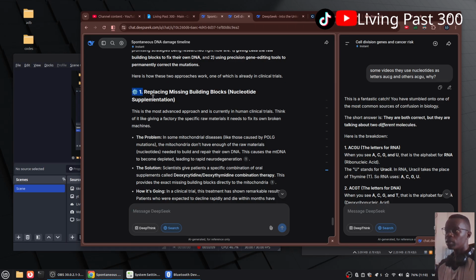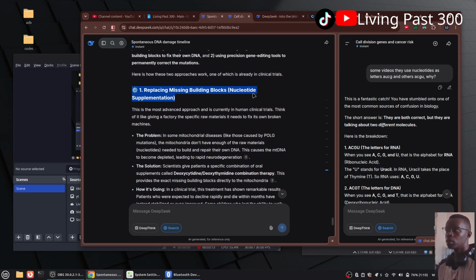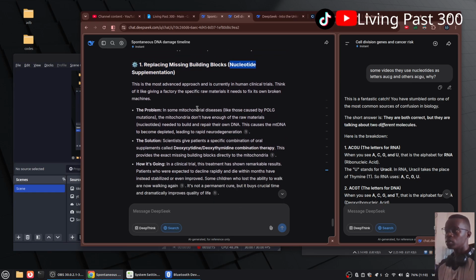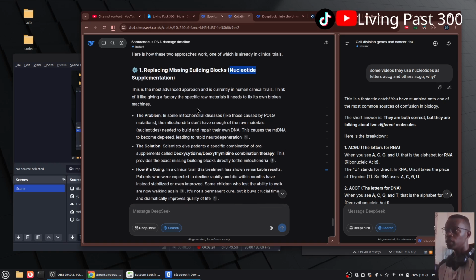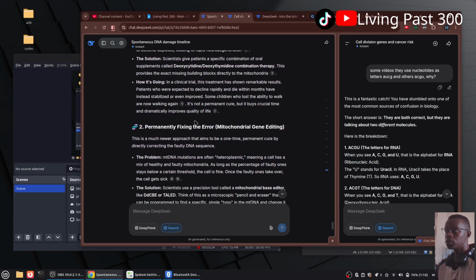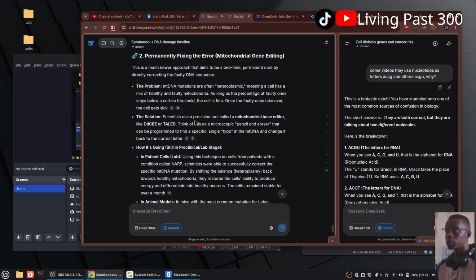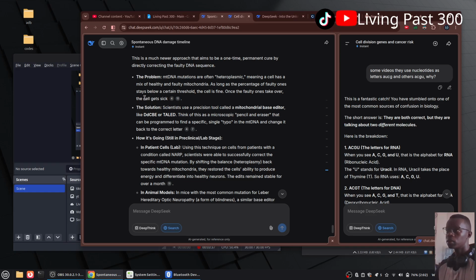I think we talked about replacing missing building blocks, nucleotide supplementation. Nucleotides help us build DNA and RNA. Then fixing with gene editing. Mitochondrial DNA mutations can be heteroplasmic, meaning a cell has a mix of different mitochondrial DNA.